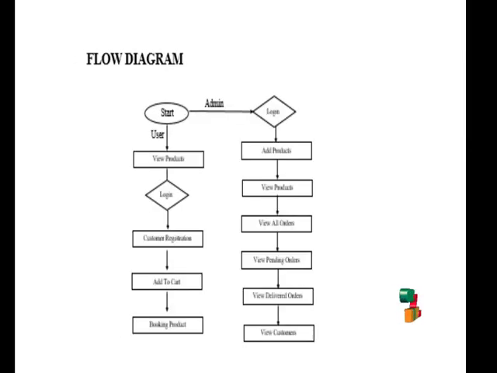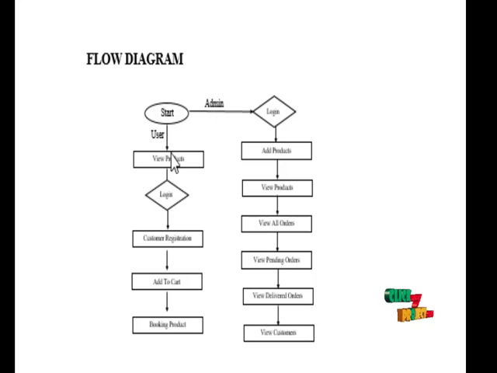Next, we discuss the flow diagram. Start, user, then view products, login, customer registration, add to cart, booking products. Admin module, then login, add product, view products, view all orders, view pending orders, view delivery orders, and view customers.